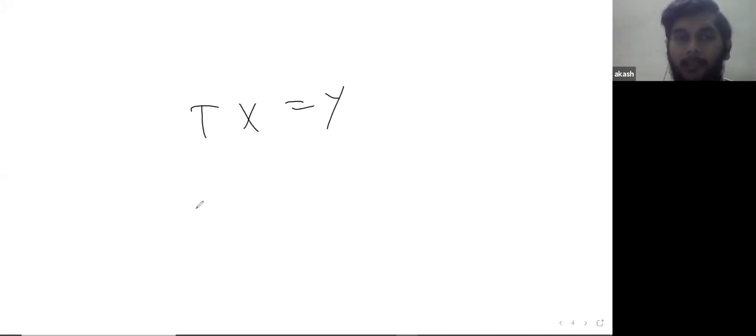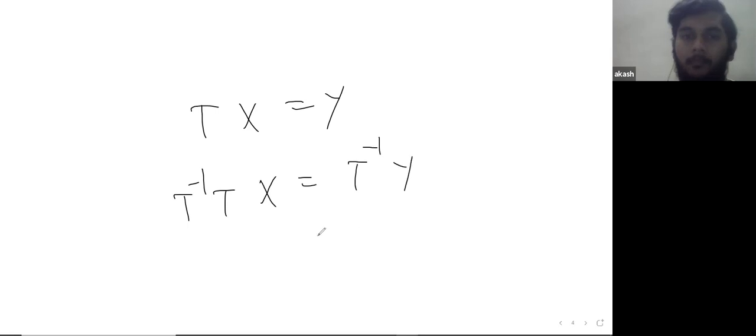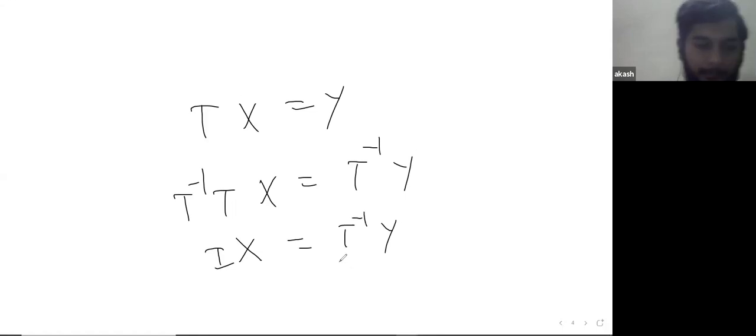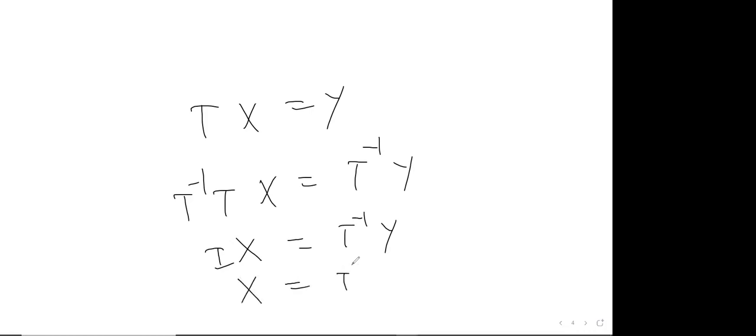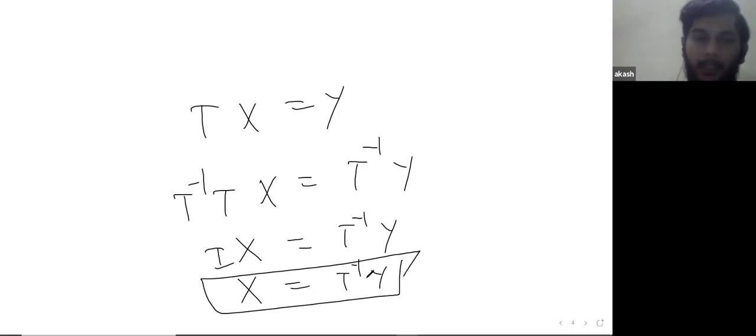If I multiply T inverse on both sides, this is the identity matrix, right? So this is how we are going to find X. X equals T inverse Y. Are we clear?